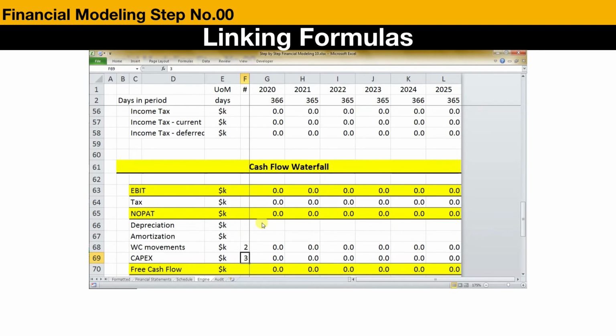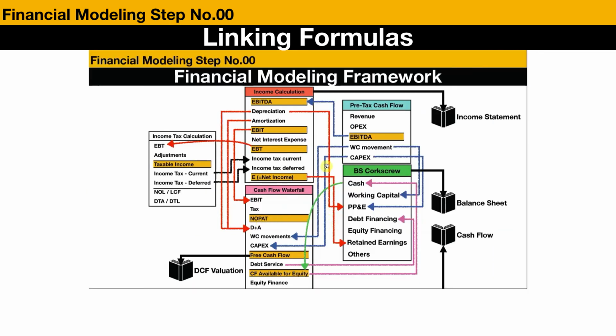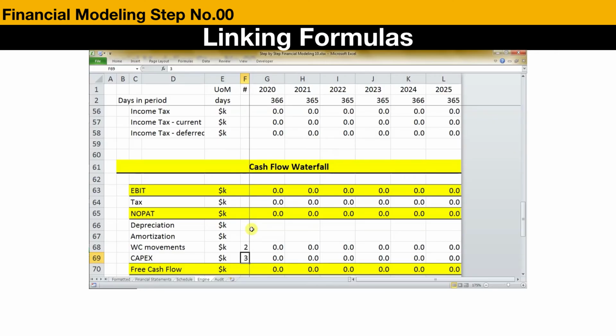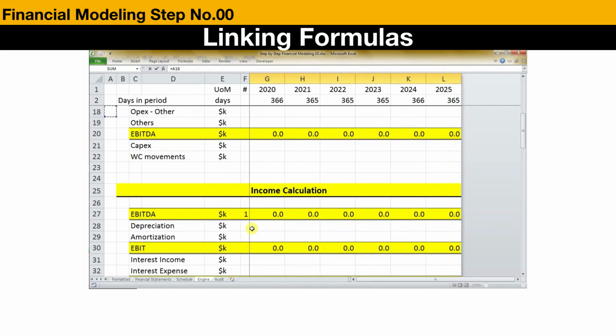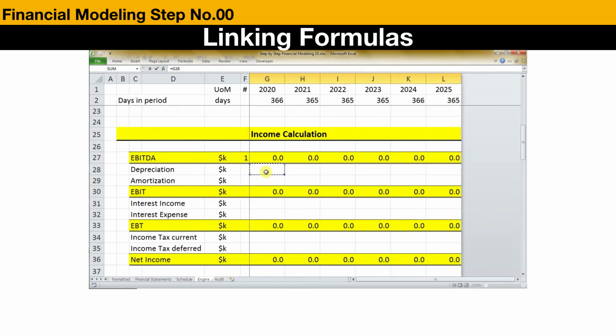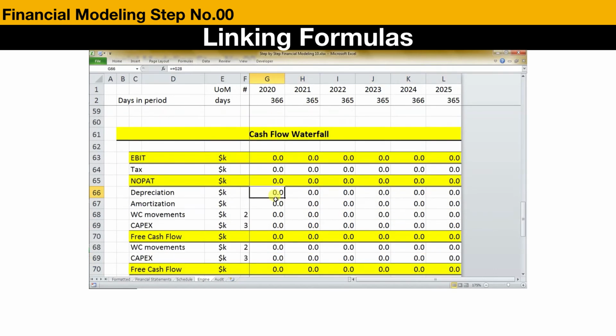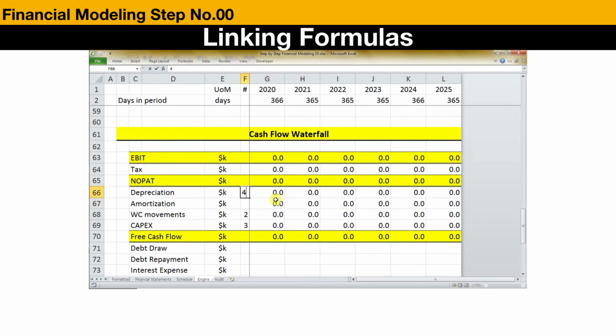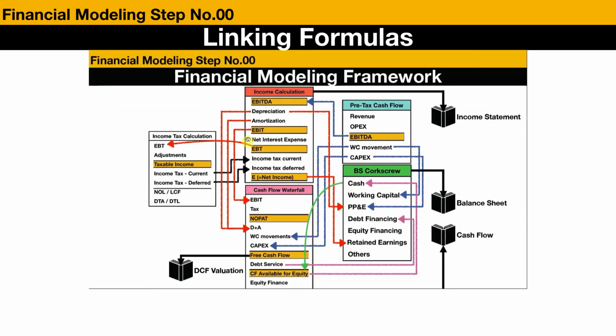Since we skip the BS Corkscrew for now, we move on to the income calculation engine. The next item is depreciation and amortization from income calculation to cash flow waterfall. Because they're next to each other, the formula can be set in one action. Then EBIT is provided to cash flow waterfall.